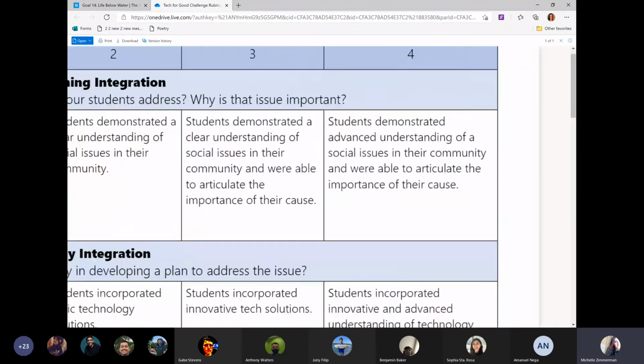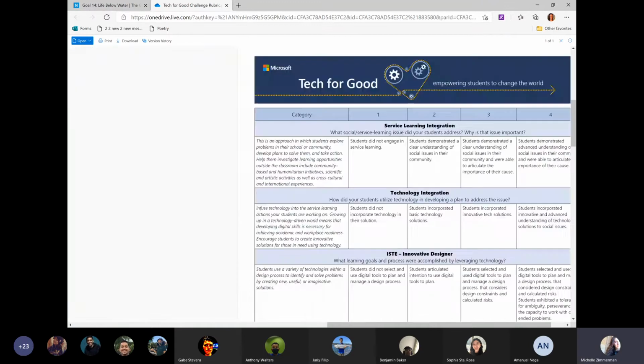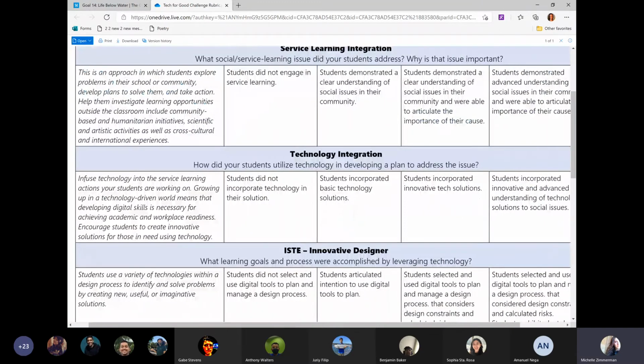So this part that's really important on this is that you're able to articulate the importance of your cause. Why did you choose that target? I said it right this time, the target for the global goal. Why did you specifically choose that target, and why is it important to you? Why do you want to advance the understanding for that? And then how are you infusing technology into that particular type of service learning through action?